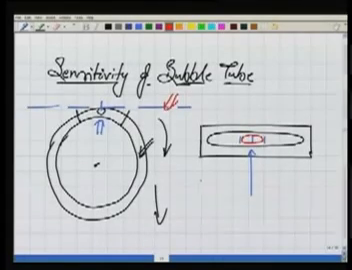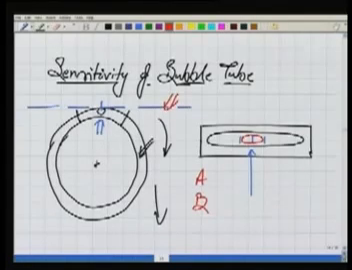Now the sensitivity of a bubble tube is, I give you two cases. Let's say there are two bubble tubes, A and B. In case of A, if I rotate this bubble tube, this big tubular circle, by a small amount, let's say theta angle, what will happen? The bubble will not move, but the tube is moving. Of course, that's a relative thing.